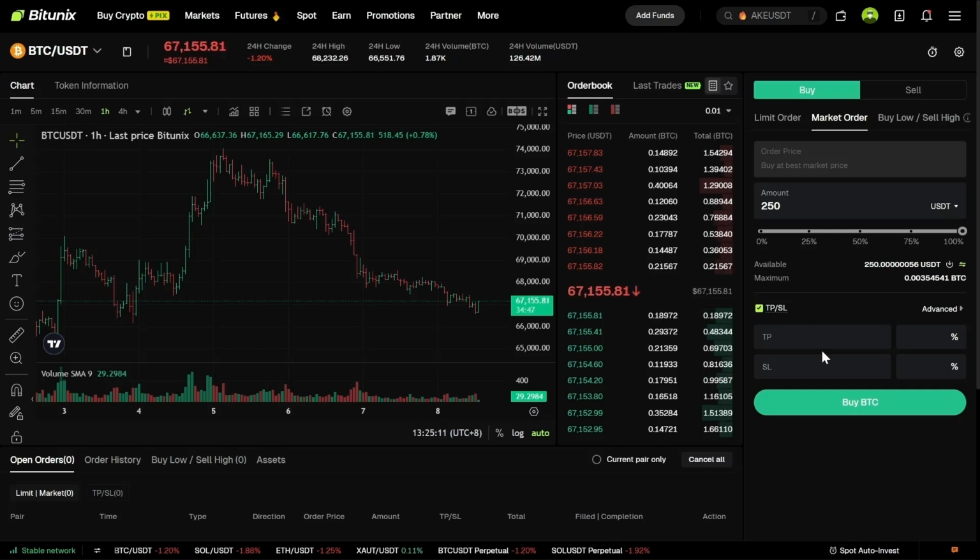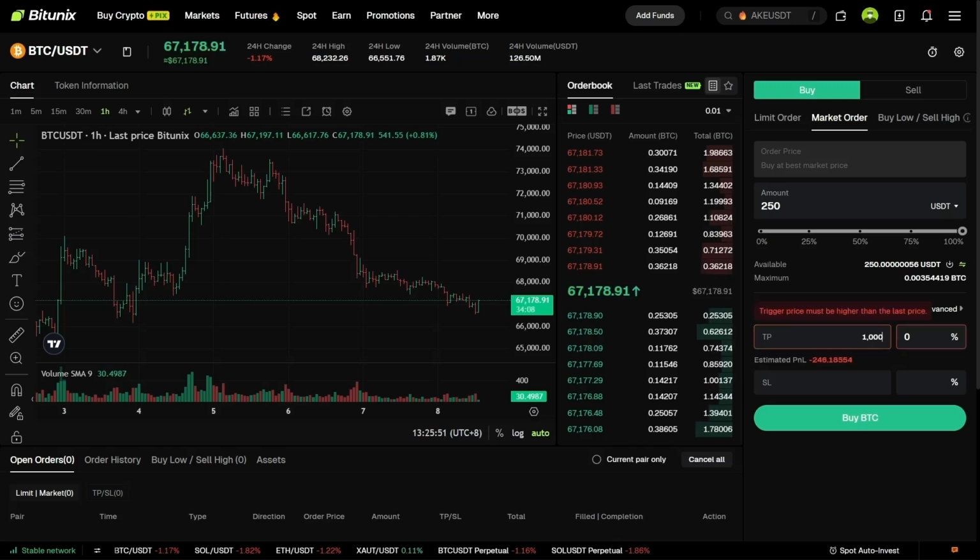Take profit and stop loss orders help manage your risk automatically. A take profit closes your trade when your profit target is reached, while a stop loss closes the trade if the market moves against you. So for example, right now Bitcoin is trading around 67,200. If I make my spot purchase around this price and I'm happy with the profits when Bitcoin hits 100,000, I can put in the 100,000 price here. And we can see that this means Bitcoin will be up almost 49% from its current price, and I will make about 122 USDT on the trade.